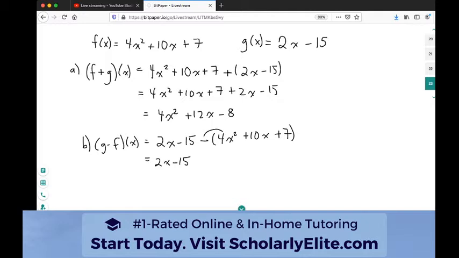So that's going to be negative 4x squared. That's going to be negative 10x. And that's going to be negative 7. And that's going to give us, we want to put them in order of decreasing, the word is escaping me, but basically you want to put the x squared first is what I'm trying to say. My brain is just done for the day at this point, but you guys get what I mean. So negative 15 minus 7 is going to be negative 22. So as you can see, we got two totally different answers.